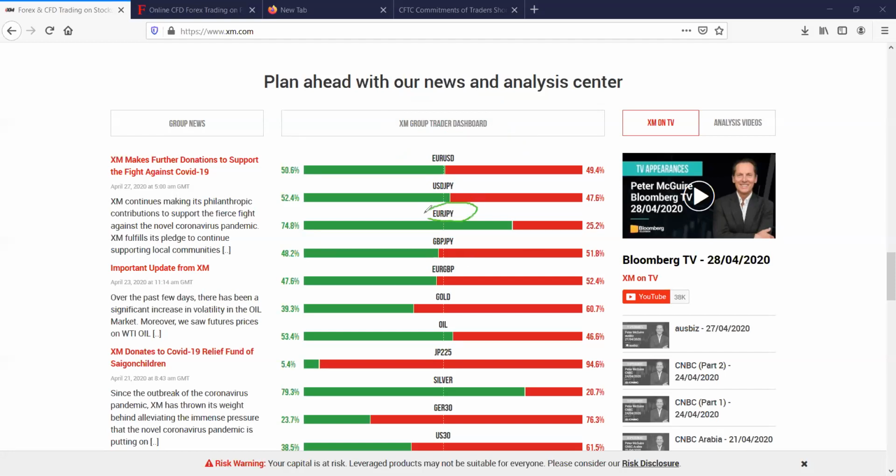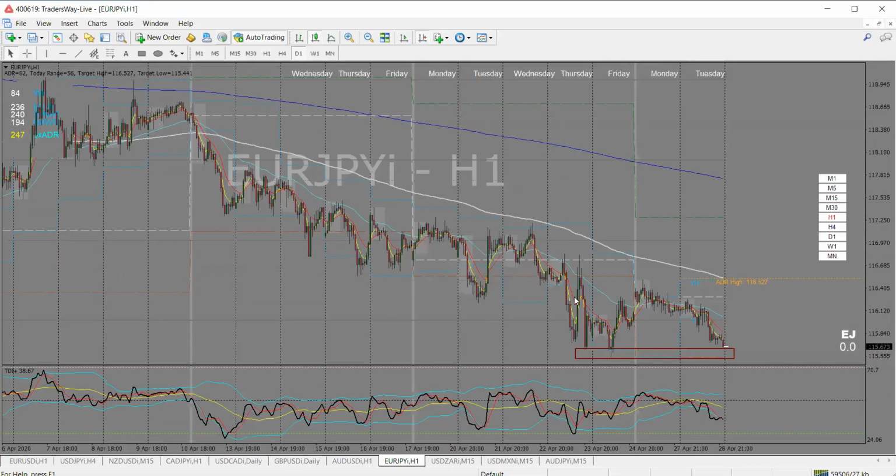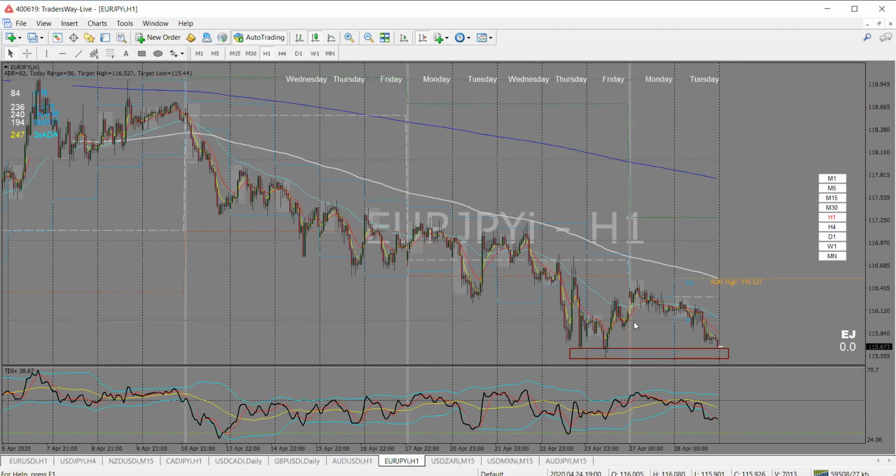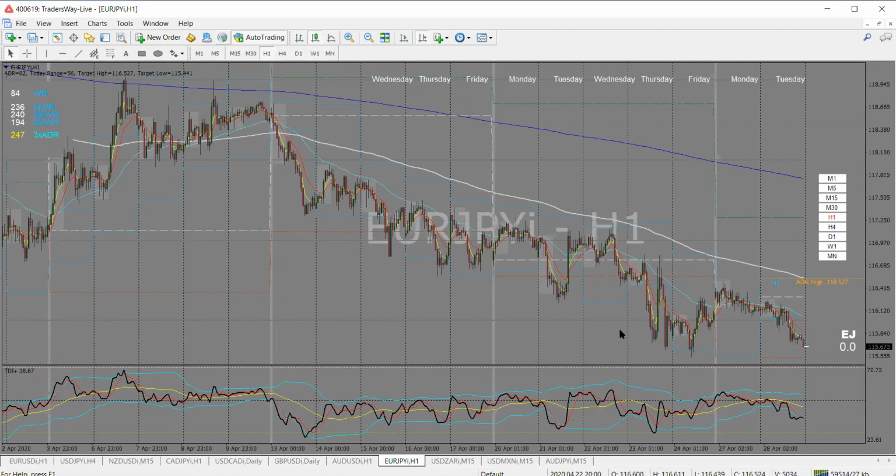Euro JPY. Euro JPY has got 74.8% that are buying against 25% that are actually selling. Looking at Euro JPY on the charts, it is supposed to go up. Let me look for EJ. Looking at EJ right now, I've been stalking this pair for almost since Friday because they created a very good peak. They are now in level 3. We are actually expecting a reversal.